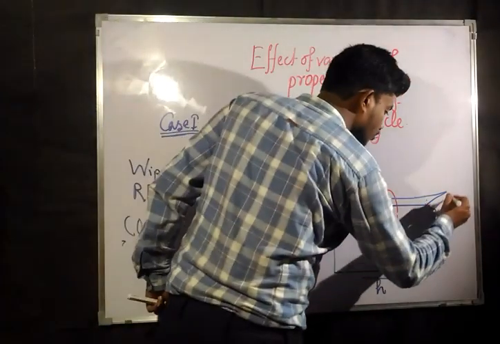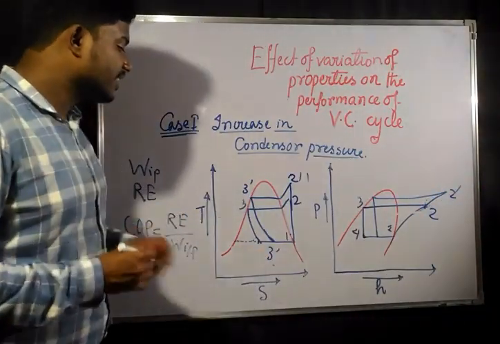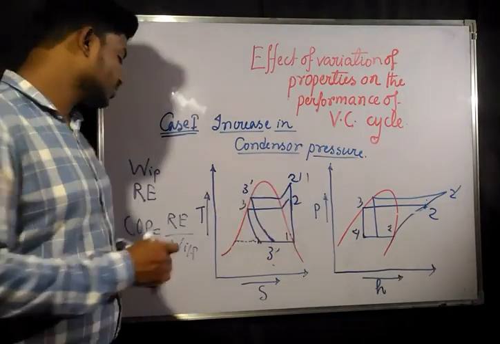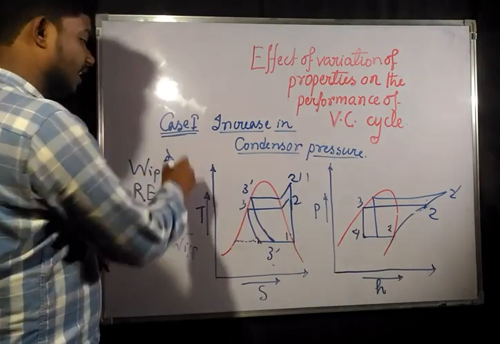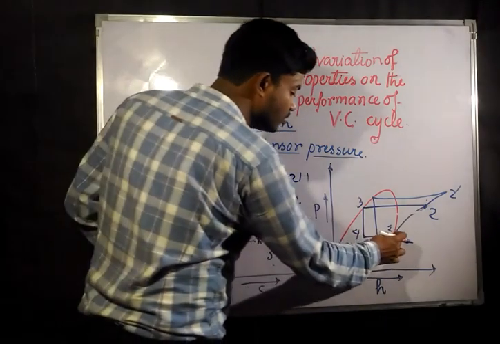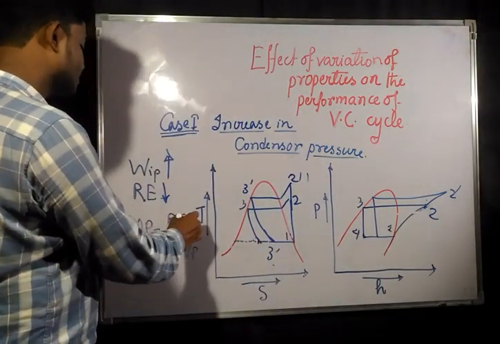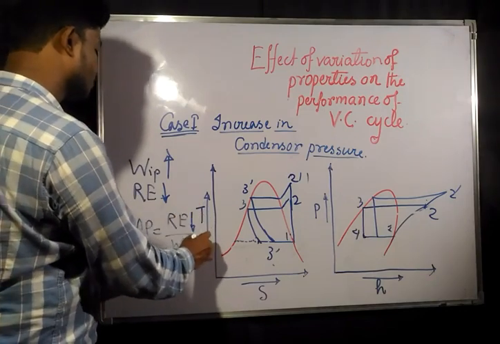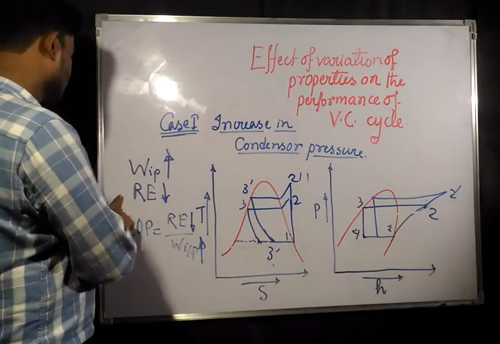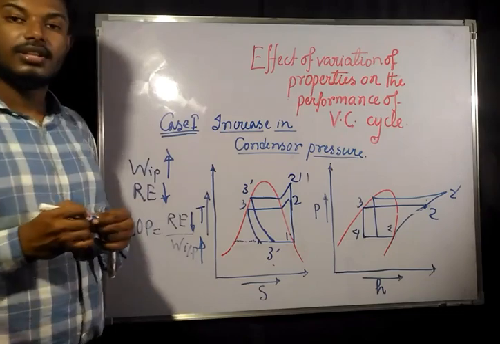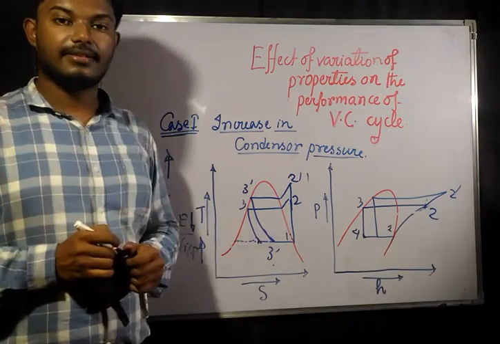So this is going to be your 2, and this is going to be 2 dash. Similarly here also you are seeing that the work input is going to increase and the refrigeration effect is again going to decrease. So the refrigeration effect is decreasing here and the work input is increasing here, so the COP is obviously going to decrease. Okay, this was our second case.